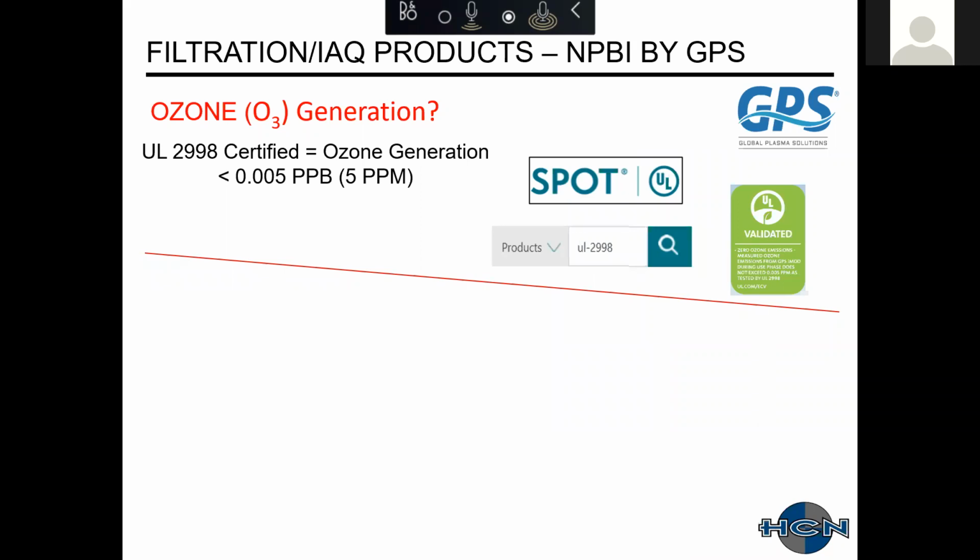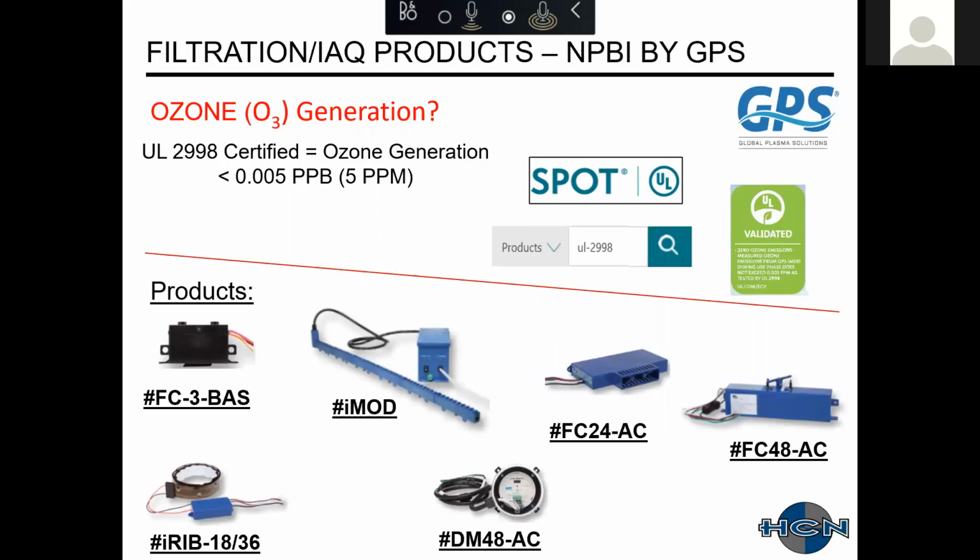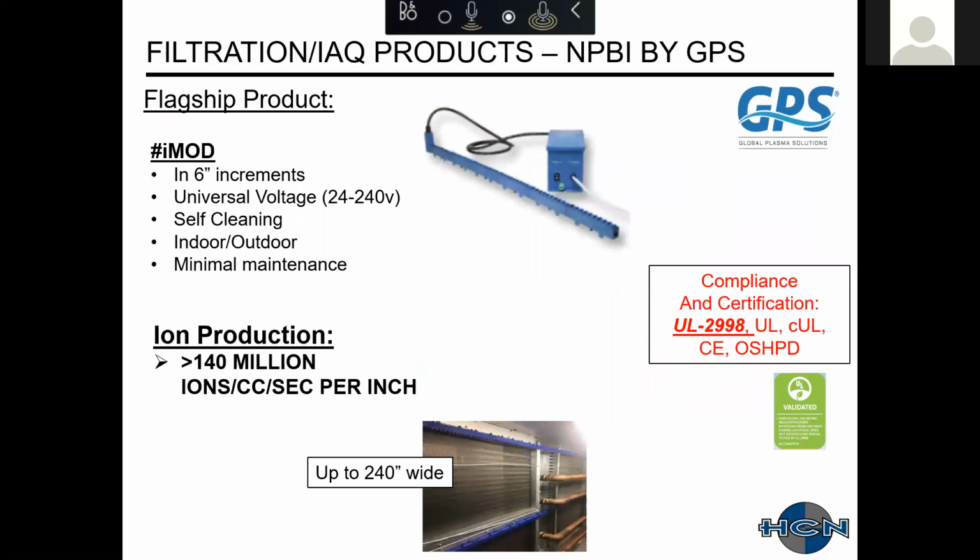The next thing to be concerned about with air ionization is ozone generation. Once again, we want to be careful and want products certified to UL 2998. GPS has products available that do qualify for UL 2998. Once again, if you search on the website I gave you before, you can see all these different products listed there.